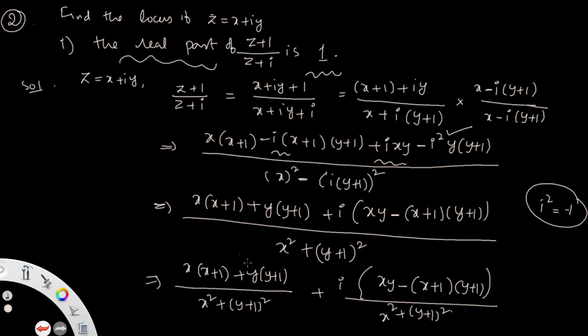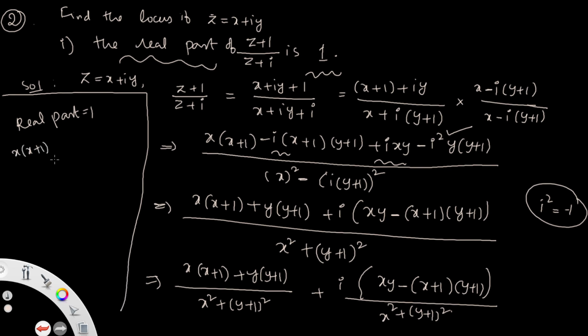So real part means this value. Given that the real part equals 1, that means x into (x plus 1) plus y into (y plus 1) divided by x square plus (y plus 1) whole square equals 1. Why? Because this is the real part. Without i means this is the real part, and this total term becomes the imaginary part.